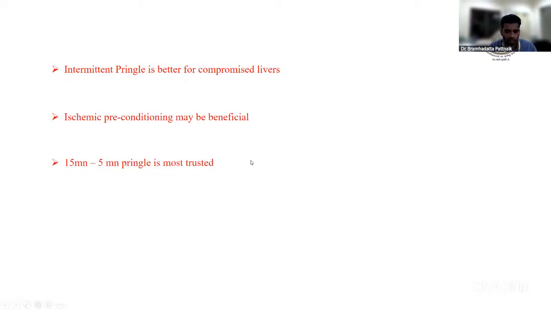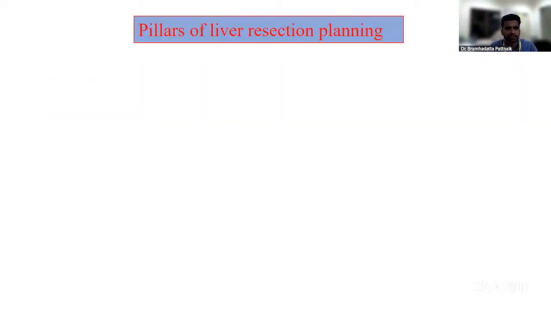Out of the total duration, it should be a maximum of 1 hour cumulative duration, and at a time it should be 15 minutes on, 5 minutes off. So whenever we are planning major liver resections, this has been our departmental protocol for a long time now.